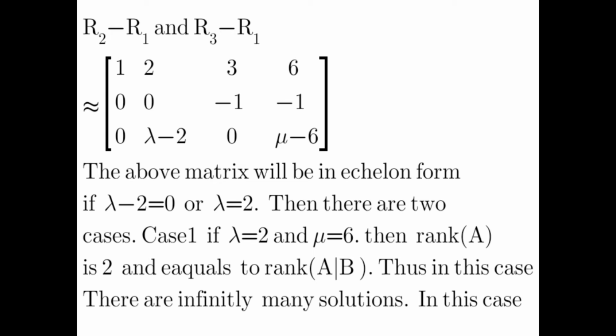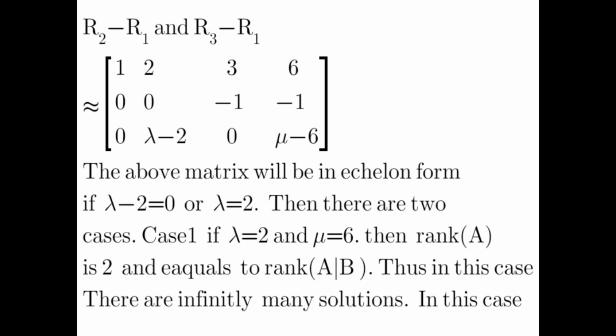In the first case, when lambda is equal to 2 and mu is equal to 6, the last row becomes a 0 row. The first element is 0, the second element lambda minus 2 is also 0, the third element is 0, and mu minus 6 is also 0. So the last row will be a 0 row, and the entire matrix AB is in the row echelon form. It consists of only two non-zero rows, therefore rank of A is 2, and if you consider the entire matrix AB, rank of AB is also 2, therefore the system is consistent.